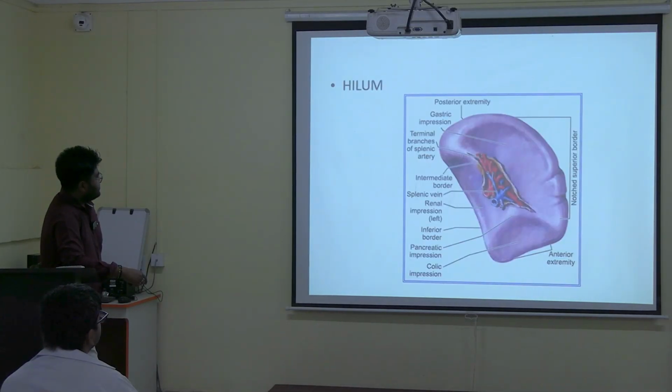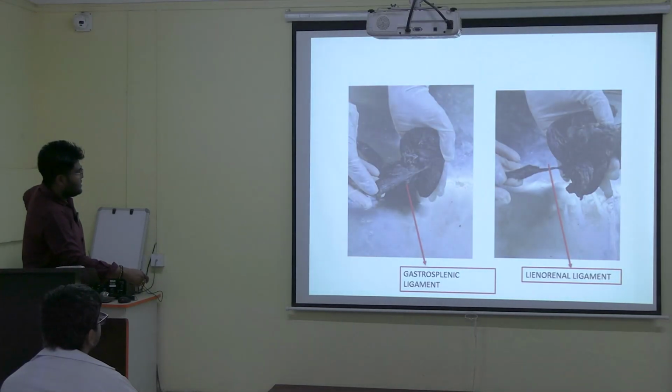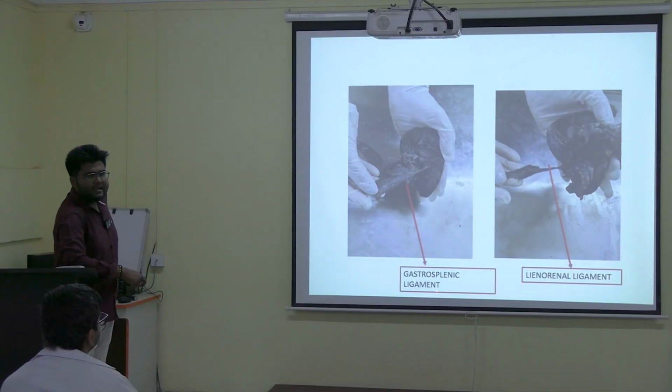So next, in the hilum, the splenic vein and arteries are present. This is the main vascular structure of your spleen. So this is the hilum mainly, and next there are two ligaments present. One is the gastrosplenic ligament, another is the lienorenal ligament. So there are two ligaments you can identify here.